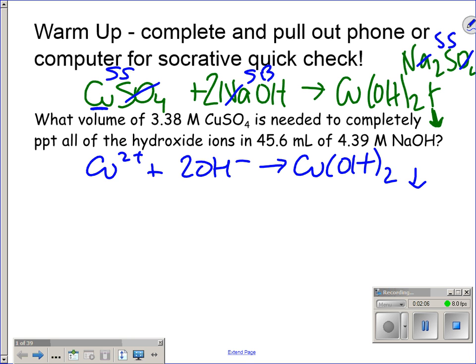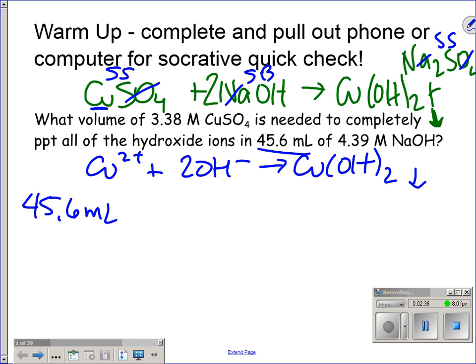All right, so the question, what volume of that is needed to completely precipitate all that out of that? Okay, what do you guys want to start with? Right, so the volume of the sodium hydroxide, and I'm going to do milliliters because I'm a milli person. Okay, what's next? We're just doing straight stoichiometry. No ICE table is necessary here. I'm going to go straight stoichiometry. What's next?